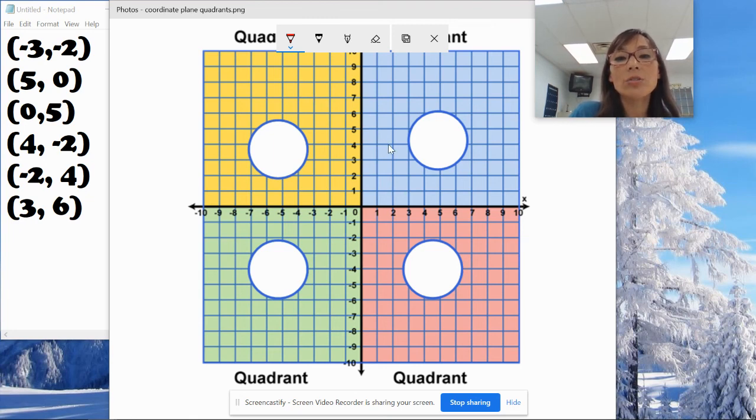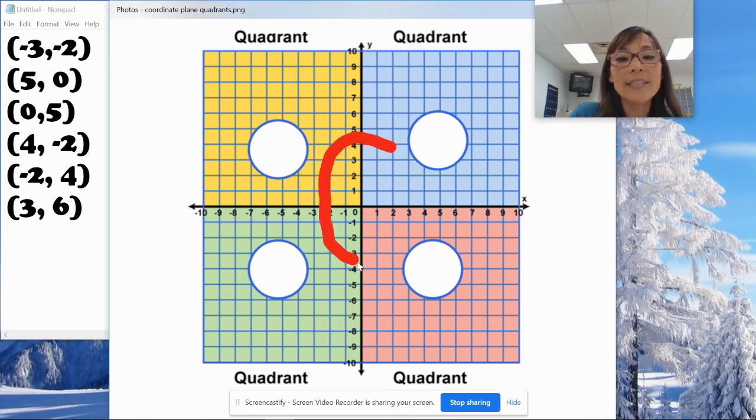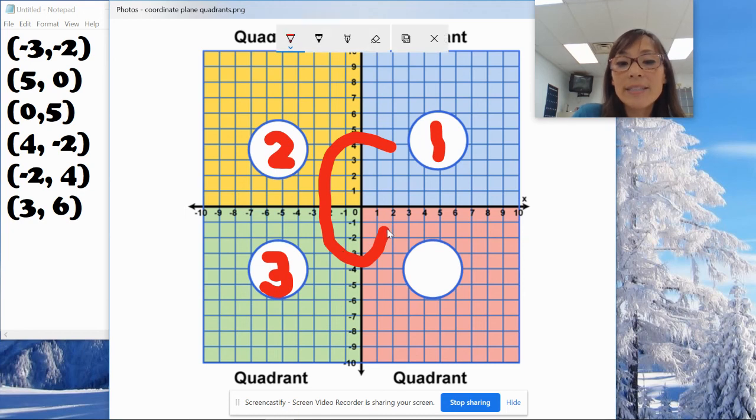So what I like to do is take the coordinate plane and draw a C on my coordinate plane. When I do that, where I begin the C is quadrant 1. And then as I move along, that means that this is quadrant 2. When I move down, I go to quadrant 3. And then when I end my C, I end up at quadrant 4.